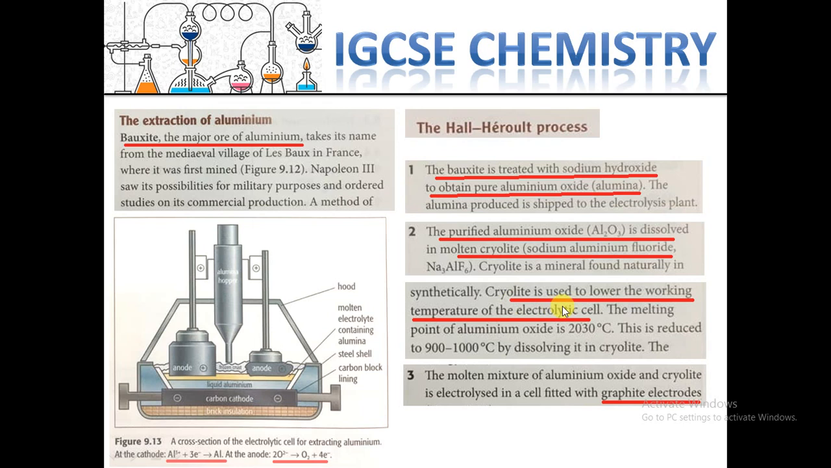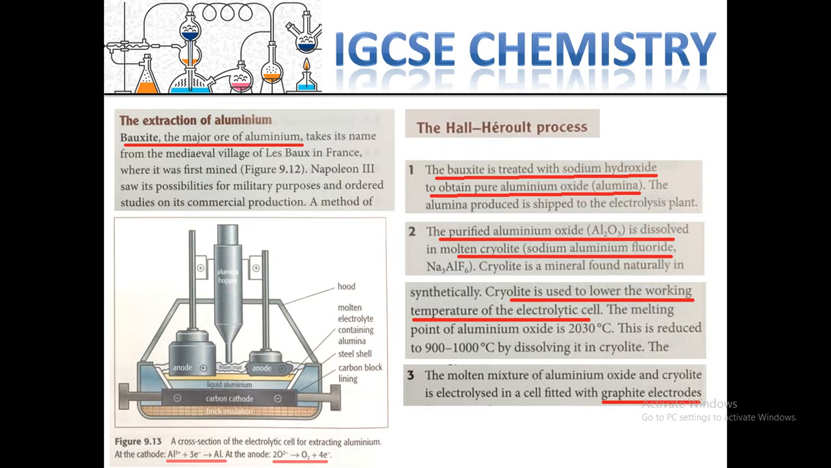which is used to lower the working temperature of the electrolytic cell. So why do we use cryolite? It can be a critical question. Why in the second stage is cryolite used? What is cryolite? Cryolite is sodium aluminium fluoride first, and second we need to know why it is used to reduce the working temperature.